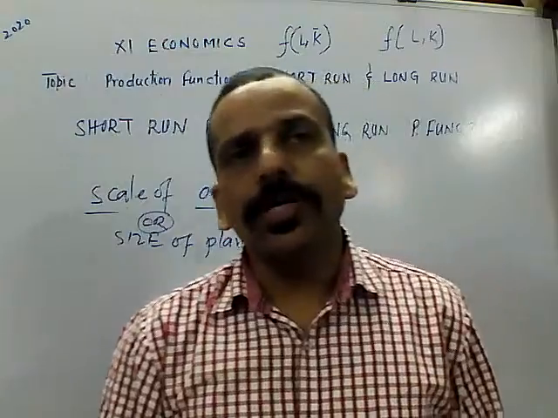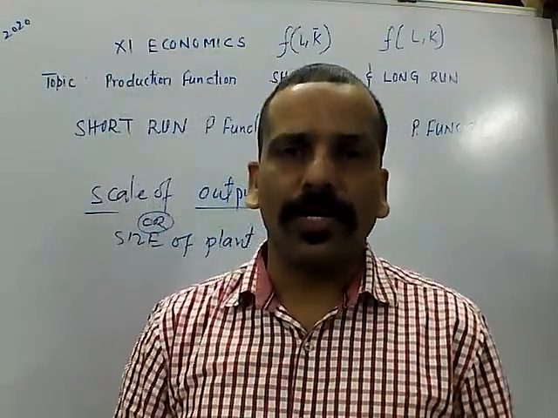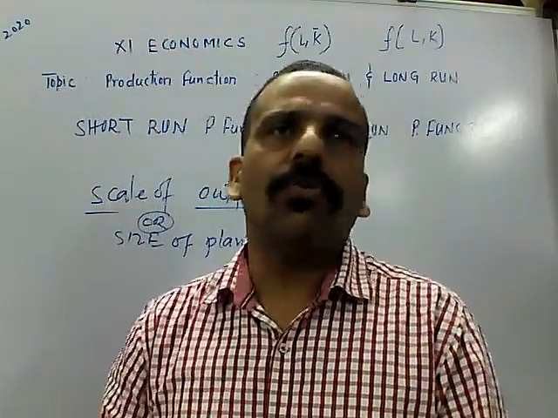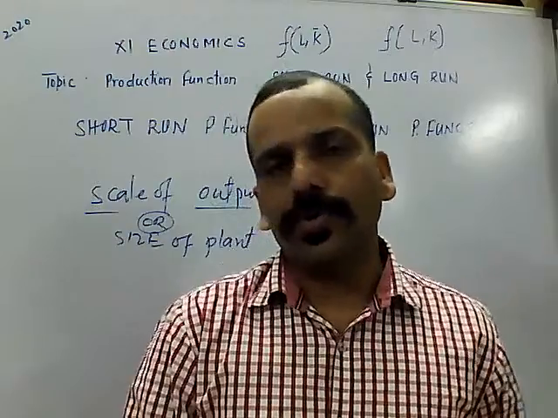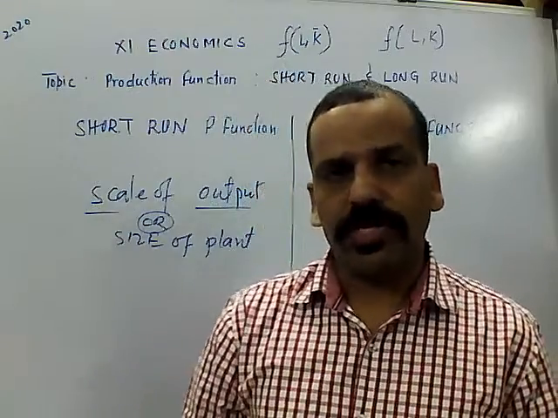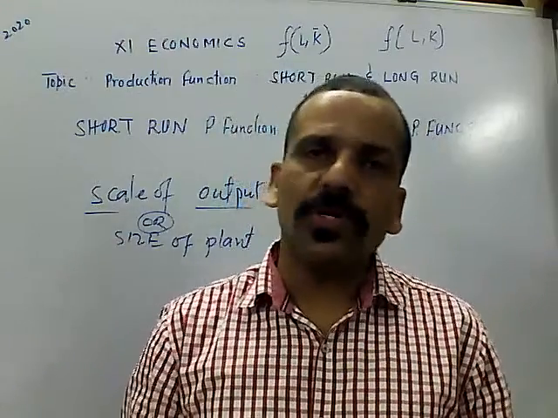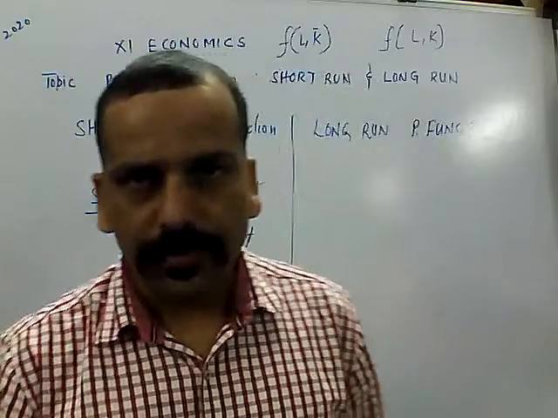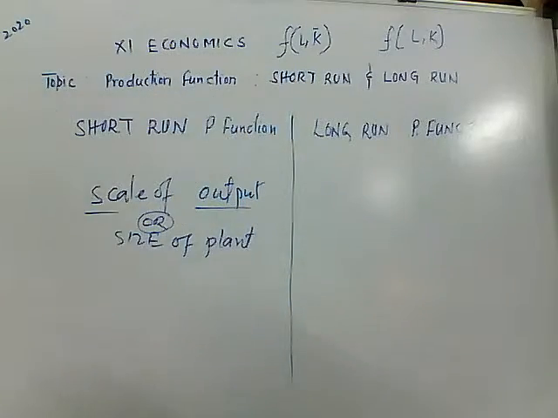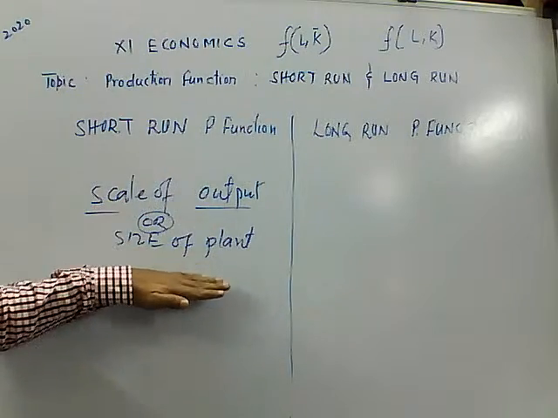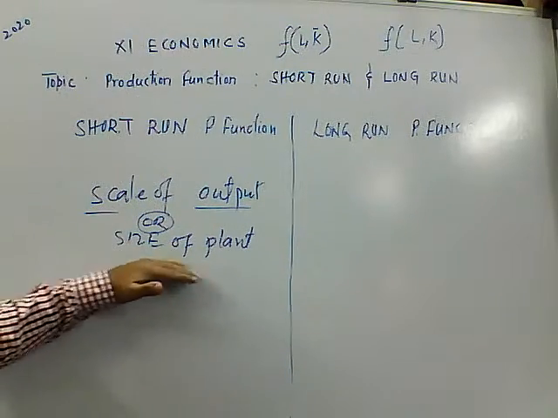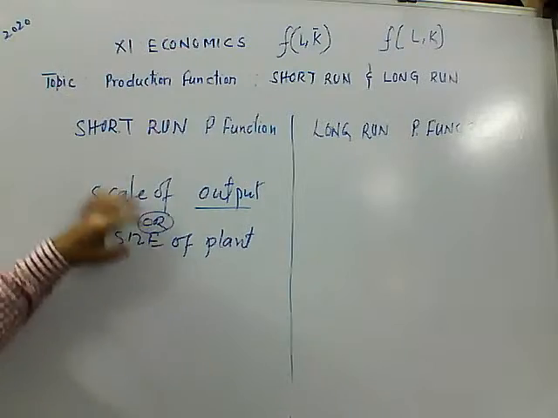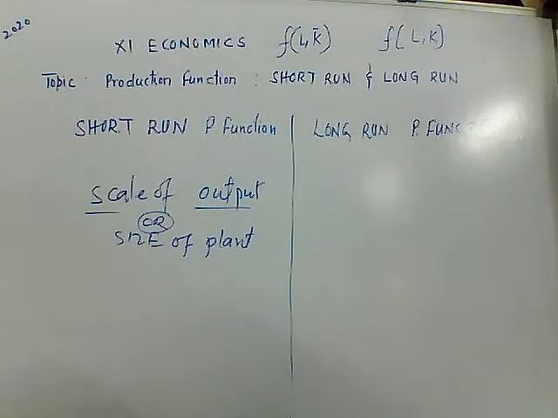If you want to change the size of plant, let one plant be there now, and you want 2, 3, 4 and 5, or you want to reduce, that is not possible in the shorter period of time. It is possible in the longer period of time. So, irrespective of the output, the size of the plant or scale cannot be changed.